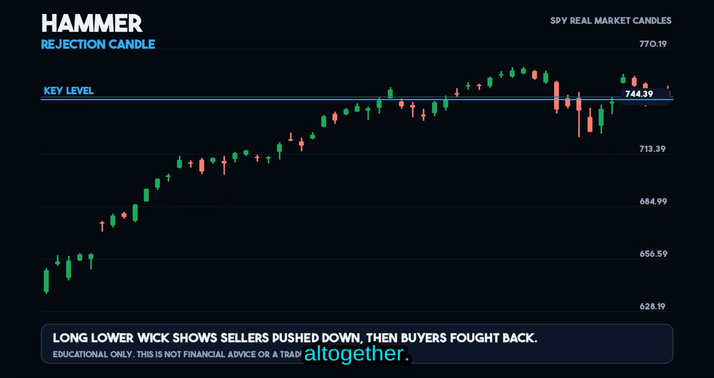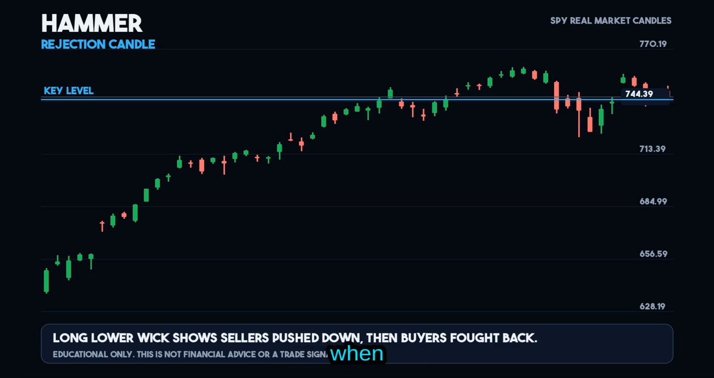One common mistake beginners make when it comes to hammer candles is misinterpreting the context. They see a hammer and immediately assume it's a buy signal without considering whether it fits the bigger picture. They might ignore the previous bearish candlesticks or recent downtrend.